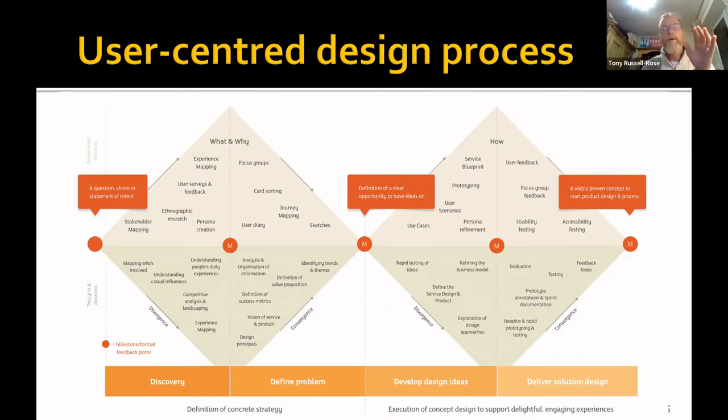Look at the phases across the bottom. You've got the definition of a concrete strategy with discovery and defining the problem. So it recognizes that the most important thing is to solve the right problem before you even start developing design ideas and delivering the solution. So you can think of the left as, are we solving the right problem? And then the right as, are we solving the problem right? Okay, and another really useful insight in this, the reason it's diamond shaped, is because the discovery phase is where we have divergent thinking, where we're broadening our outlook.